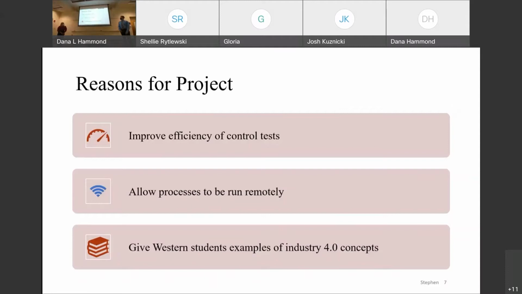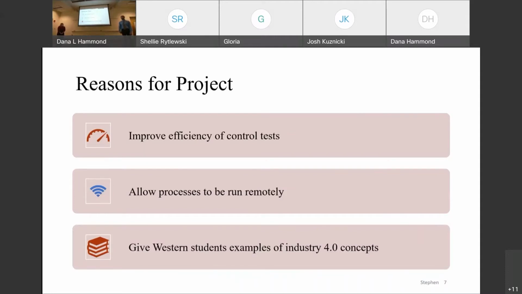The reason for this project is that it will improve the efficiency of control tests in a process control class. Because the data represents the processes as they are happening, minor adjustments can be made to these systems in order to produce a better product. This will also allow processes to be run remotely, which combined with remote control access to these systems will allow the processes to run while no one is in the physical plant, such as during an overnight shift, which will allow for longer production times.